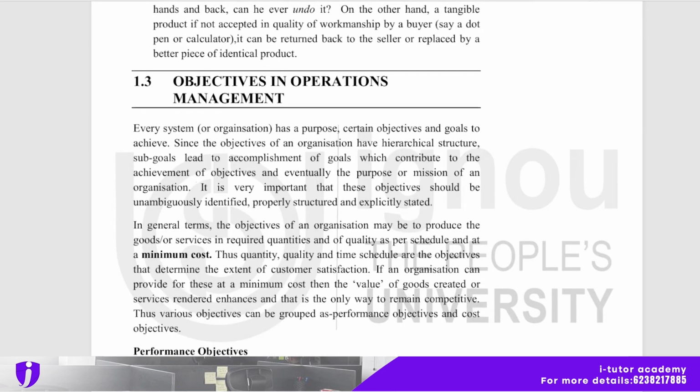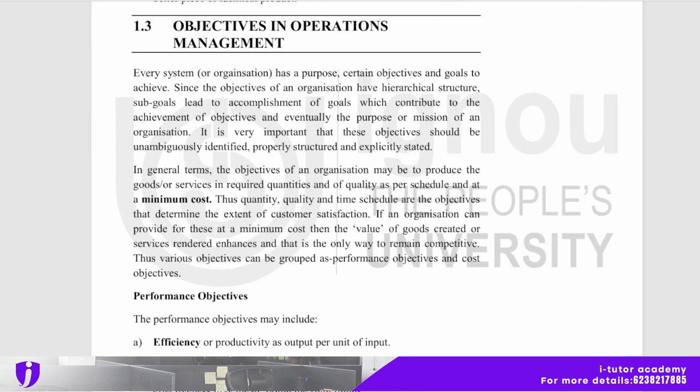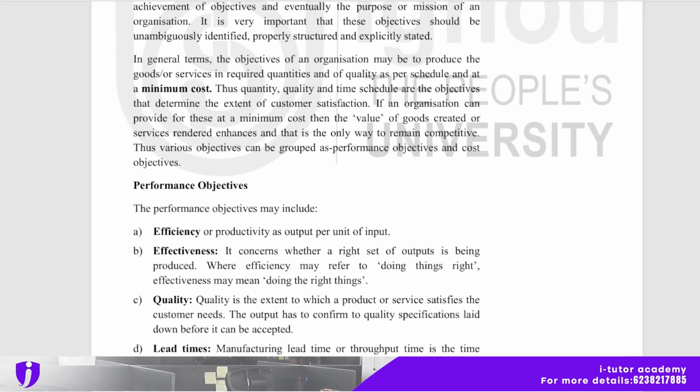And next is the objectives in operation management. What are the objectives? Every system has a purpose, certain objectives and goals to achieve. Since the objectives of an organization have a hierarchical structure, sub goals lead to the accomplishment of goals, which contribute to the achievement of objectives, and eventually the purpose or mission of an organization. In general terms, the objective of an organization may be to produce goods or services in required quantities and of quality as per schedule at the minimum cost.